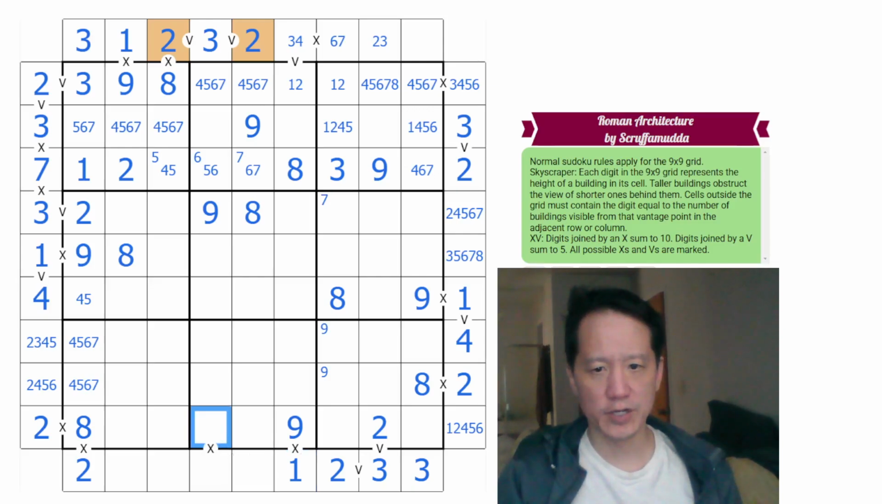This cannot be 2, 8. It cannot be 1, 9. This can see at most 6. So this could be 6, 5, 4, 3, but no 2. So then this would see 7, 6, 5, or 4 here.